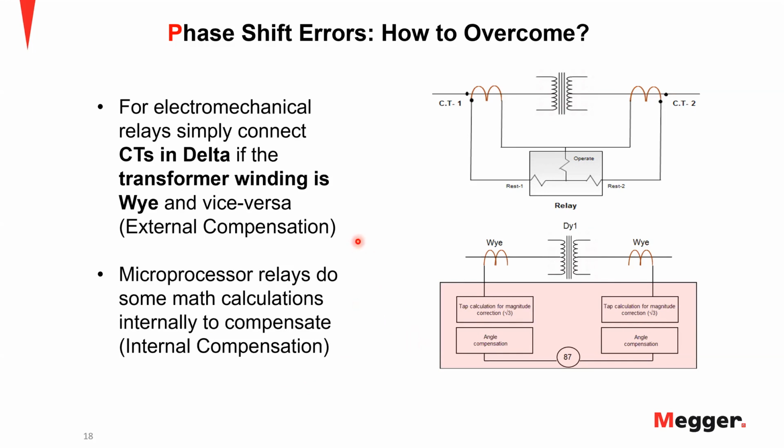When we do the compensation using the CT connection type, it's external to the relay, so it's called external compensation. If you look at this picture here, I have a delta Y transformer, but I have Y connected CTs on both sides, which means I have to perform this magnitude of √3 correction and angle compensation on both sides internal to the relay. So let us take a look at how those compensations are done.